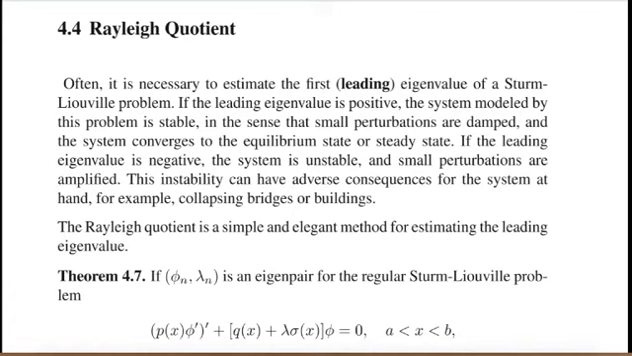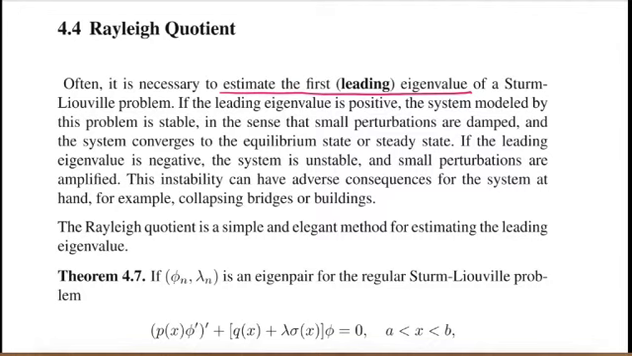Let me introduce a new good friend in our Sturm-Liouville analysis, which is the Rayleigh quotient. The Rayleigh quotient is a method to estimate the leading eigenvalue of a Sturm-Liouville problem. Remember, the eigenvalues, we call them lambda 1, lambda 2, lambda 3, and so on, lambda n. And the very first one, the lambda 1, only that one, we can estimate using the Rayleigh quotient.